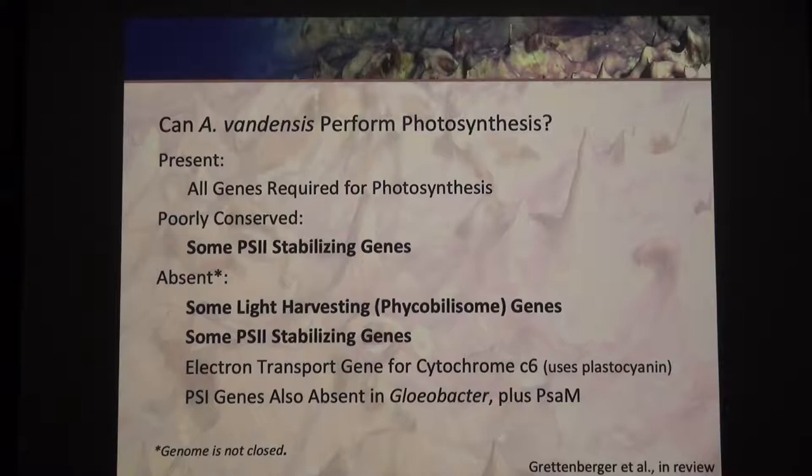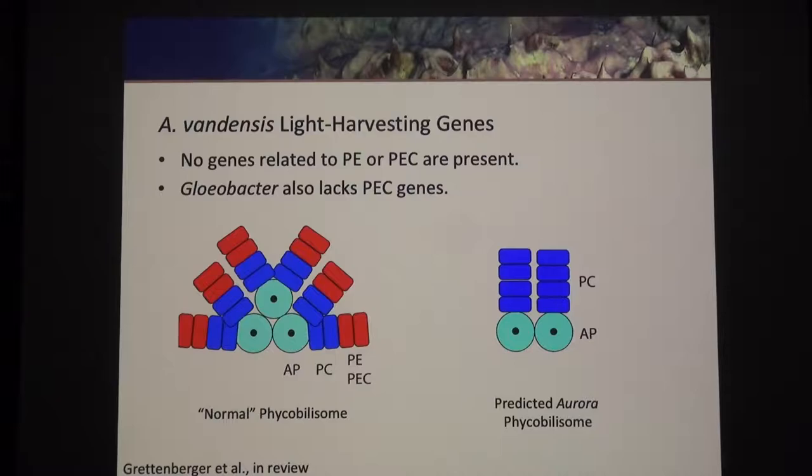So they have all the genes that are necessary for photosynthesis, that we know are required for photosynthesis. It has some genes that stabilize the photosystem II in the membrane, that are poorly conserved, which means that their sequences are not very similar to what we see in cyanobacteria. Some of those are missing, and then it's missing some light harvesting genes. So I'm going to talk about the light harvesting genes and the stability genes just for a little bit.